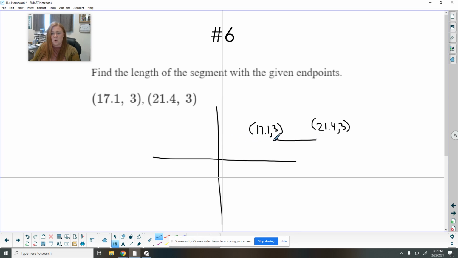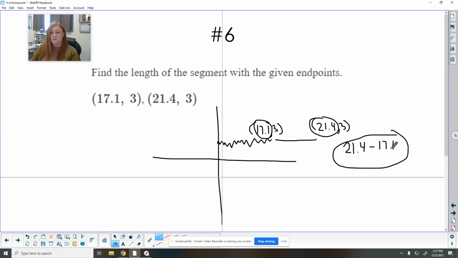So this one went over 17.1. This absolute value is 21.4. And they're in the same quadrant. So I need to get rid of all of this extra. So I'm going to take 21.4 minus 17.1, and that's going to give me that distance there, right? We don't have two pieces, so we can't add them together. We've got to take away this extra to see what is left.